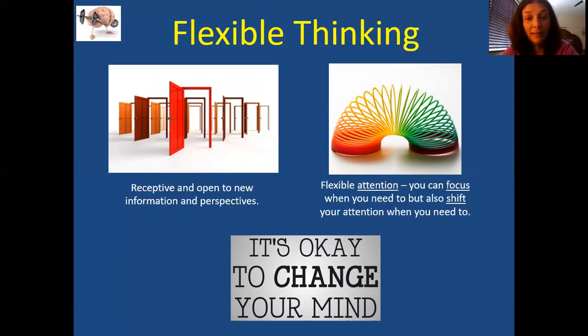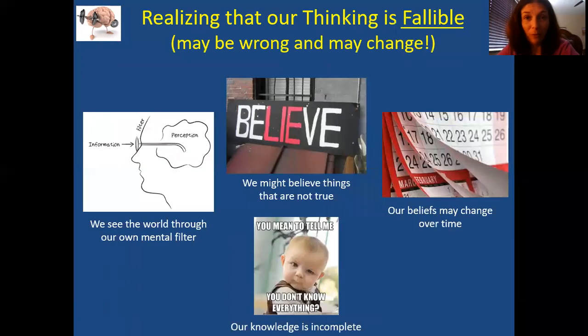And it's also knowing that it's okay to change your mind, that it doesn't have to be like you have to be loyal to the same thought or the same perspective forever and ever. When new information comes, you could change your mind and it's okay, right? So we have to give ourselves permission to be flexible. Okay, another aspect of flexible thinking is realizing that our thinking is what they call fallible, right? So basically that means sometimes what we think isn't true. Sometimes we think things that are wrong and we could also change our mind, okay? So it's realizing that, like it says on the left, we see the world through our own mental filter, right?